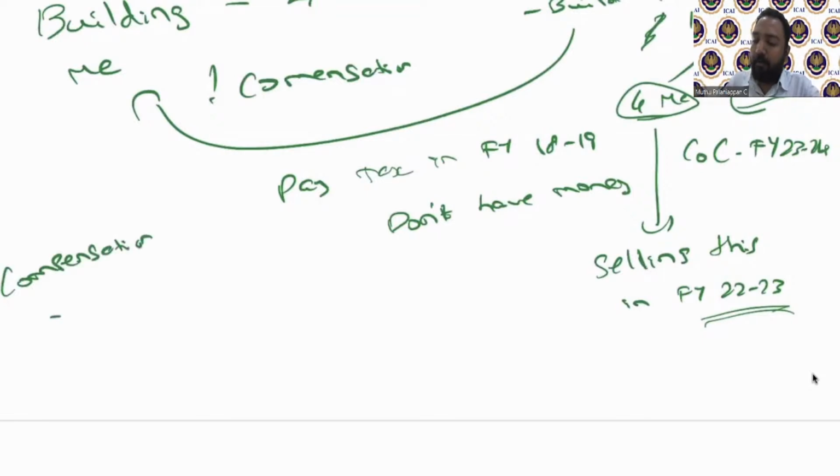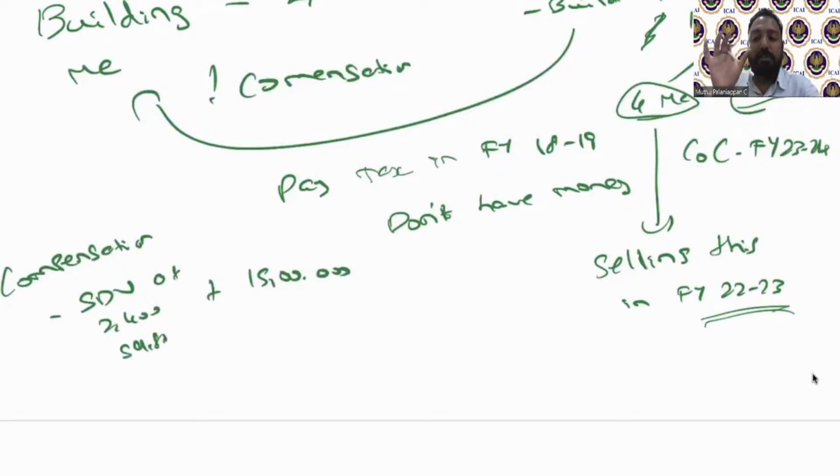I will receive 4 flats instead of this. So I will take the stamp duty value of 2,400 square feet plus, let's say he's giving me 15 lakhs. So this will be my total amount, total sale consideration. Whatever my cost will remain the same. So my sale consideration will be the stamp duty value of this 2,400 square feet plus he is giving me 15 lakhs. Let's say this is 80 lakhs, so this will be 95 lakhs. So my sale consideration is 95 lakhs minus cost, all that whatever we take will be considered.